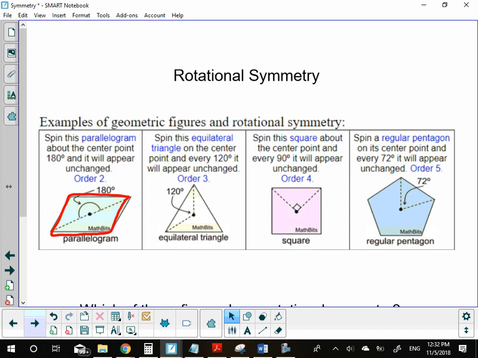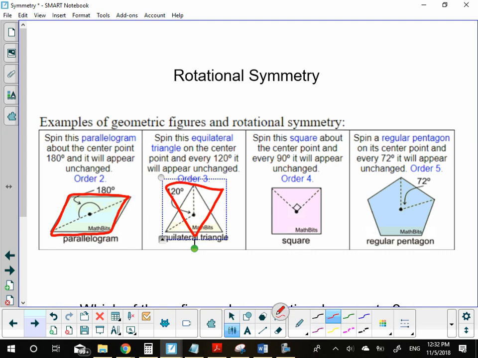How many times can I spin this equilateral triangle? 120, and is that it? I just did that 180. So that's 180, is that the same? No. So yeah, we're stuck with 120 in the triangle. What about a square? Okay, rotate that up.